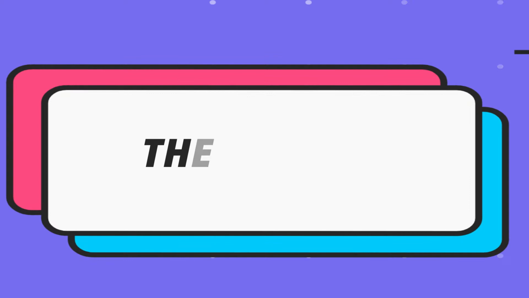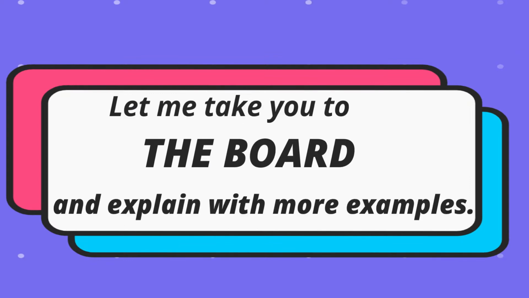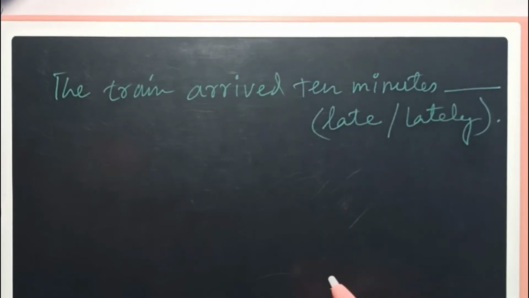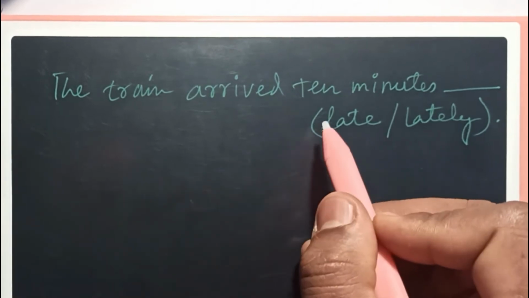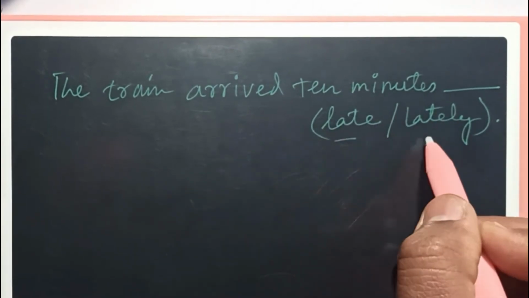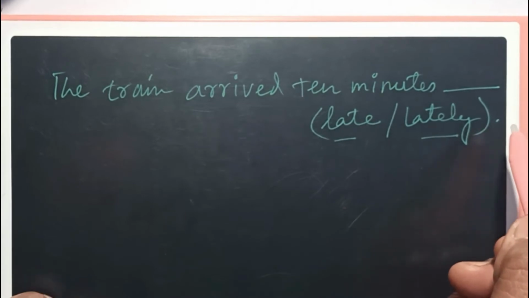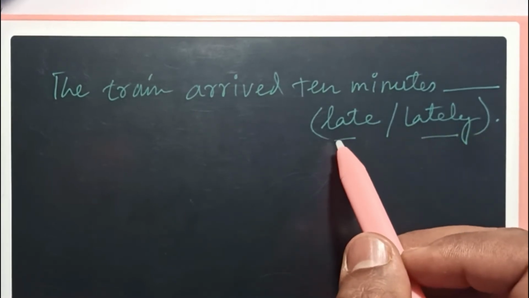Let me take you to the board and explain with more examples. Let us look at this sentence. The train arrived 10 minutes late or lately. Now we have to decide which of the two we have to use here.